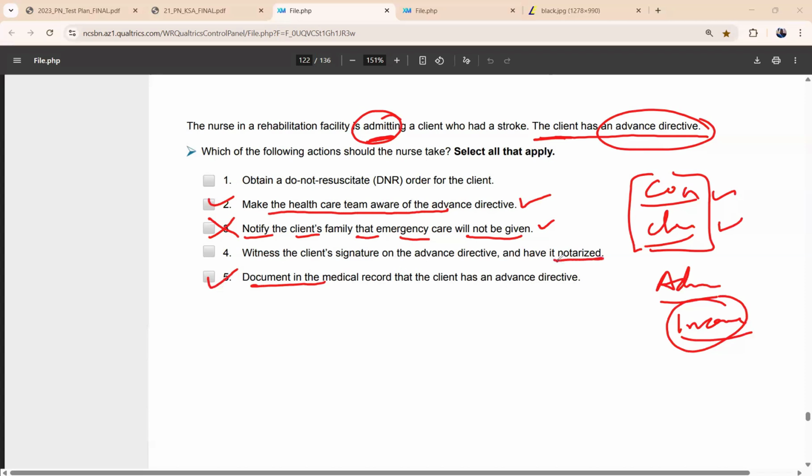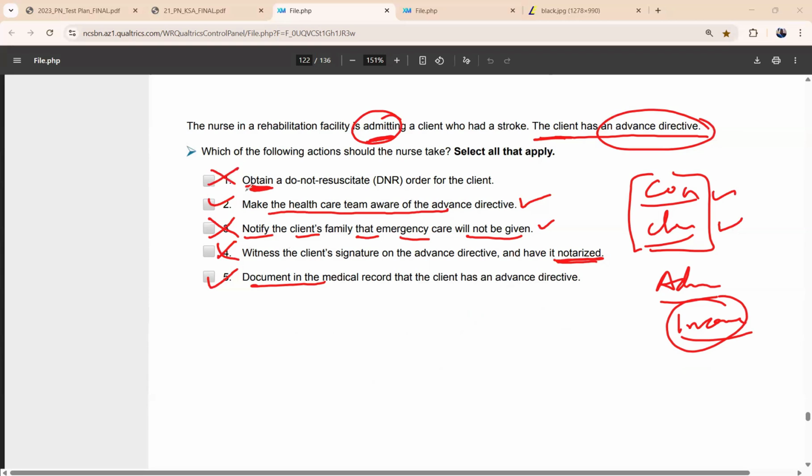We don't notarize as a nurse, right? That is the duty of what? The legal team, right? And we don't obtain the advanced directive. That is the duty of who? The healthcare provider. So that is out.